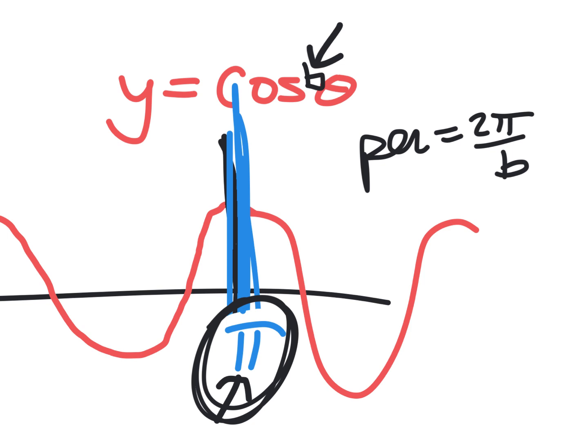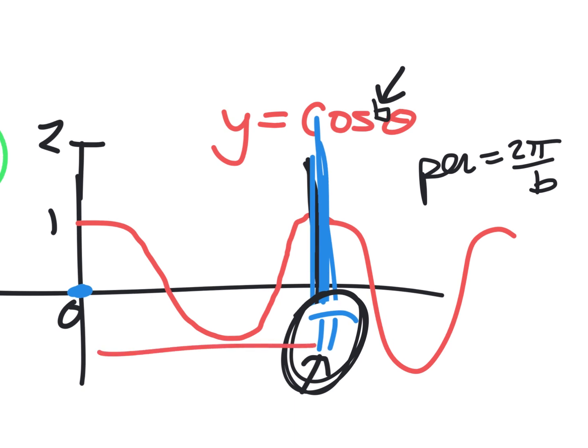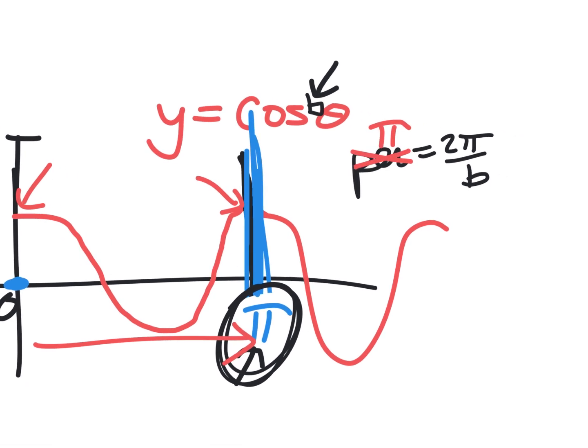So what's the period? Right there. That's how long a period is. It started on top, it ended on top. That's the period. So what is the period? Say it. Pi. The period is pi. Now you can solve for b.